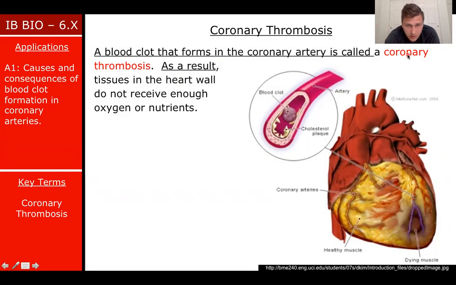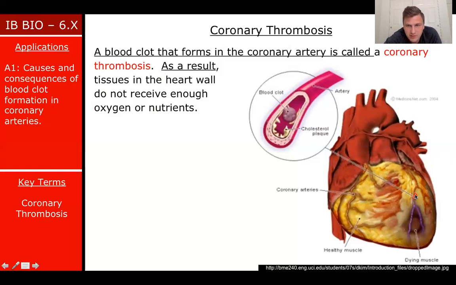Sometimes a blood clot can form in the coronary artery, and that's called coronary thrombosis. So make sure you see that new vocab word, coronary thrombosis, okay? This will result in the tissue of the heart wall connected to that coronary artery, where the blood clot is, no longer receiving enough oxygen or nutrients. So eventually it's going to start dying off, because it's not receiving oxygen or nutrients.